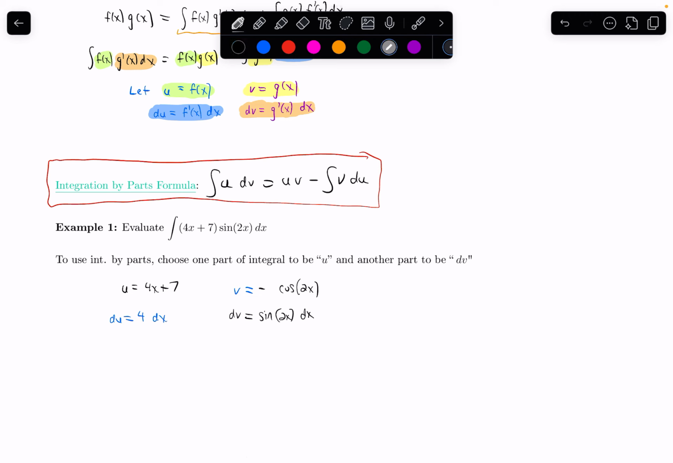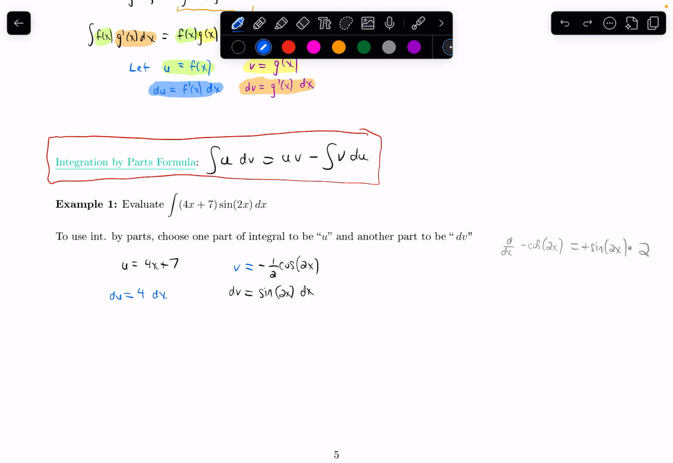But I have to adjust it because if I take the derivative of negative cosine 2x, well, the derivative of negative cosine is positive sine. But then I have to do the chain rule. I have to multiply by the derivative of the inside, which is 2. And I don't want that 2 to show up here. So to cancel it out, I have to put a 1/2 in front. So that's my antiderivative of sine of 2x. Okay, so I have all the parts.